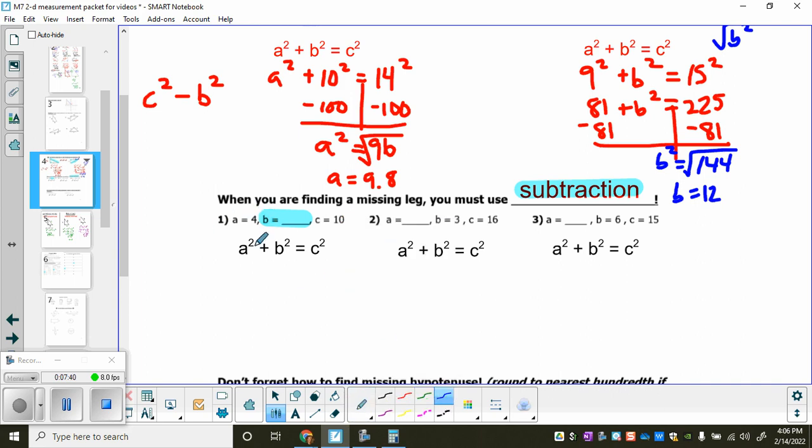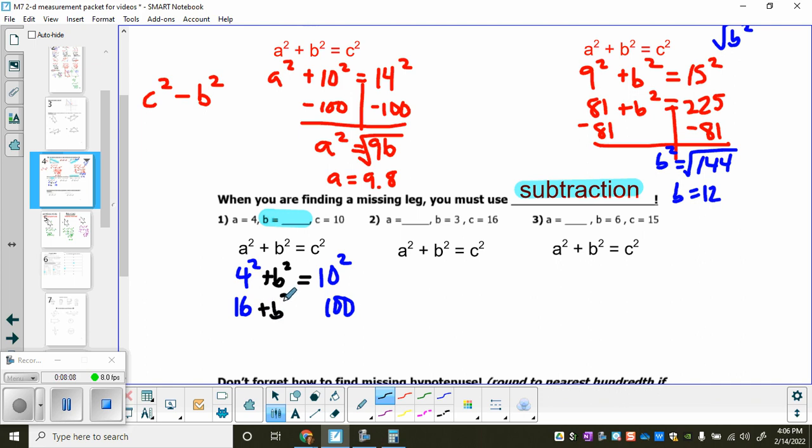You've got your A, so you've got 4 squared. You've got your C, which is going to be 10 squared. And we're trying to find B. All right, sorry, that equal sign looks a little weird. There we go. Now again, the numbers in blue, you guys know 4 squared is 16. You know 10 squared is 100. So let's just solve this equation.